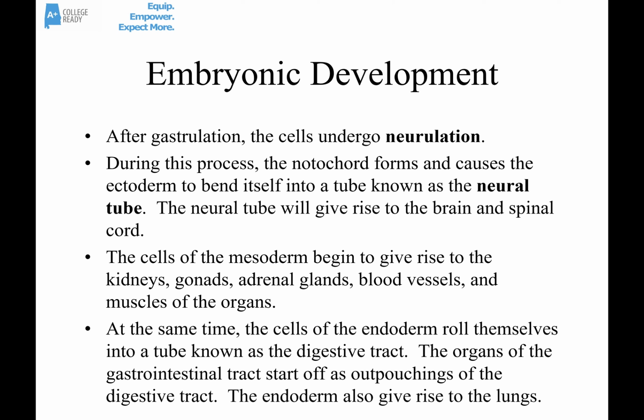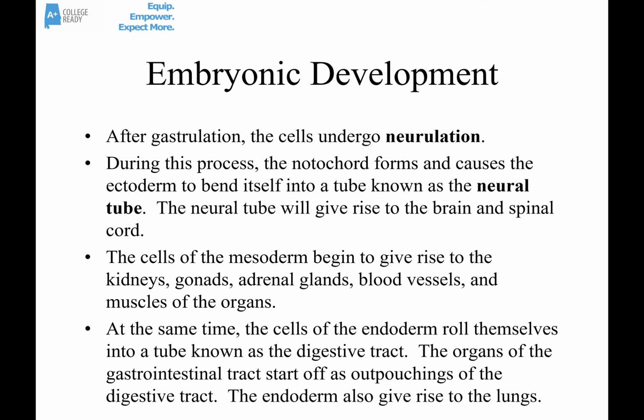So after gastrulation, the cells undergo a process called neurulation. During this process, the notochord forms and causes the ectoderm to bend itself into a tube known as the neural tube. This neural tube will eventually give rise to the brain and the spinal cord.